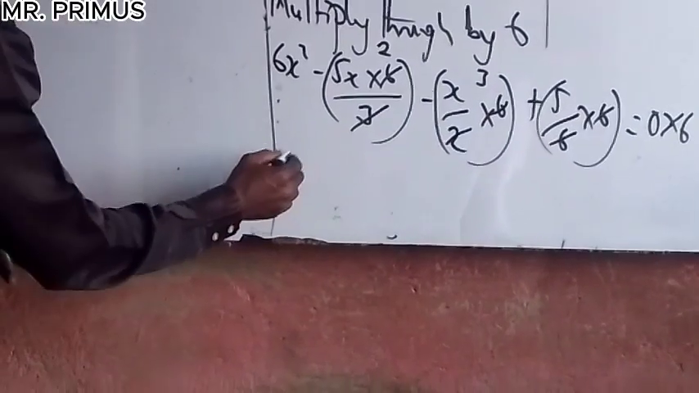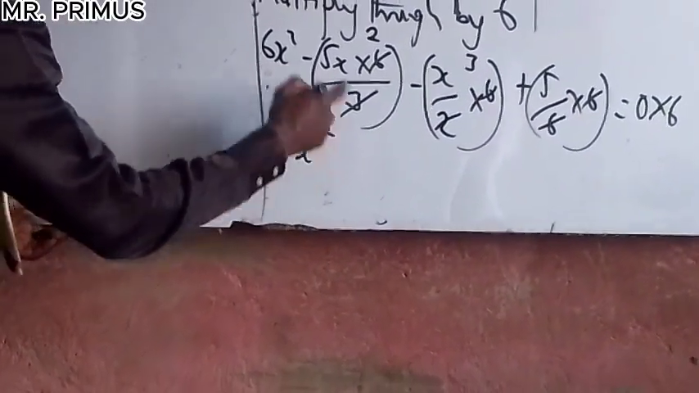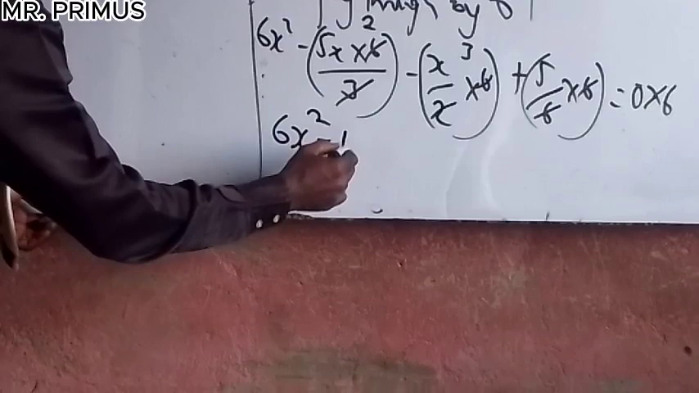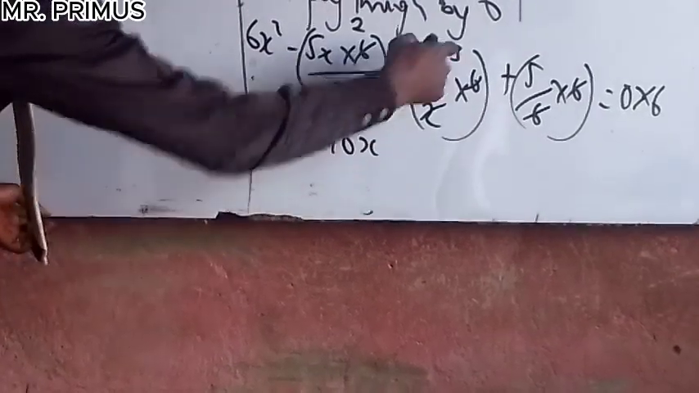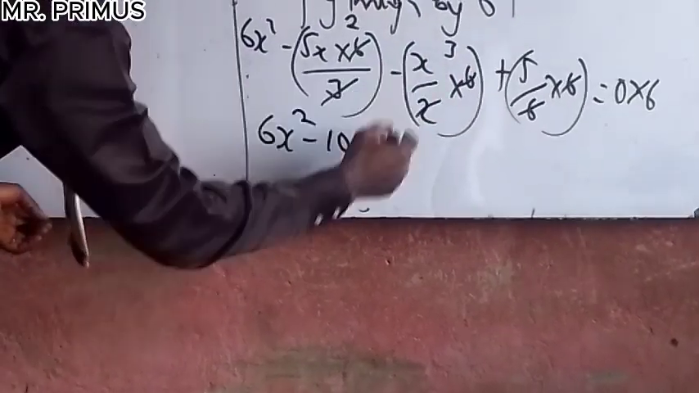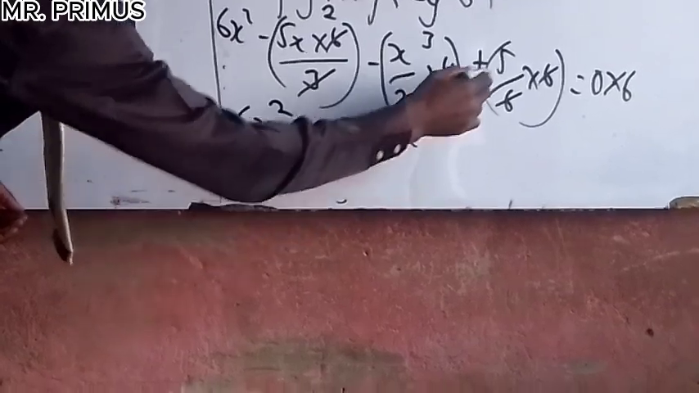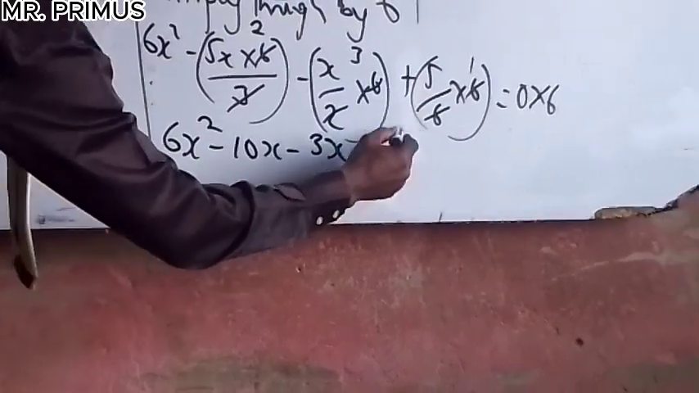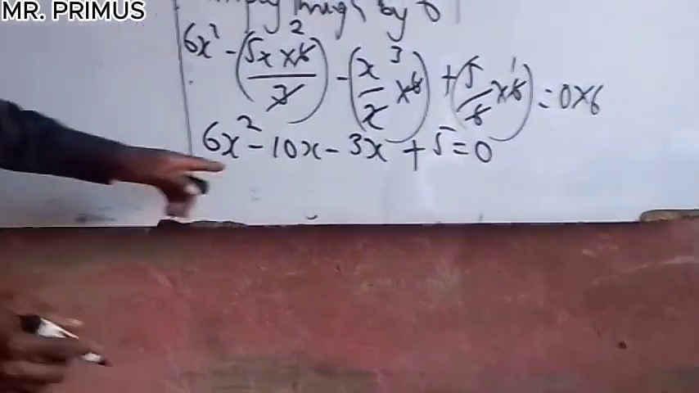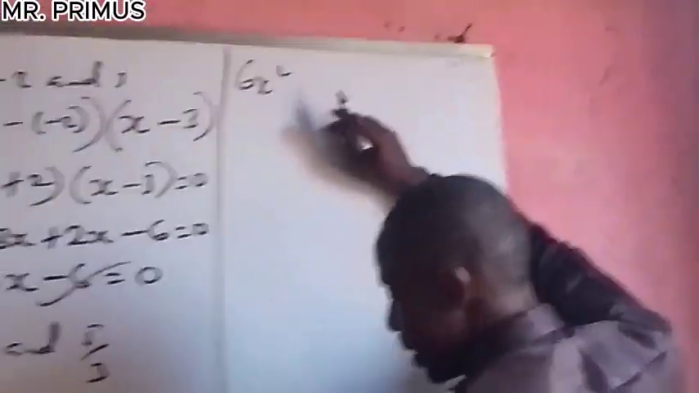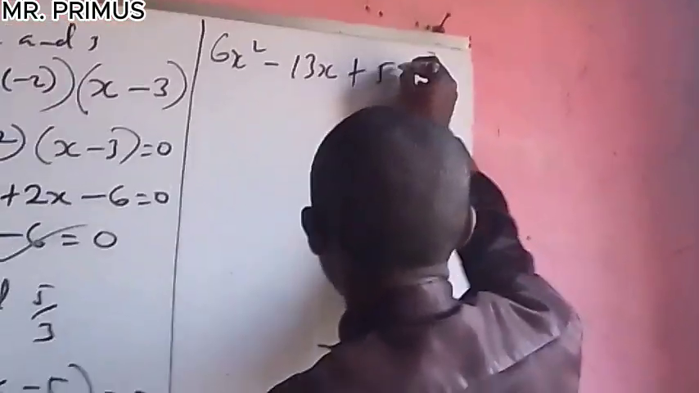So we have 6x squared, 5x times 2 minus 10x, minus x, 3 times x minus 3x, 5 times 1, 5 equal to 0. So we now have 6x squared minus 10 minus 3 is what? Minus 13x plus 5 equal to 0.